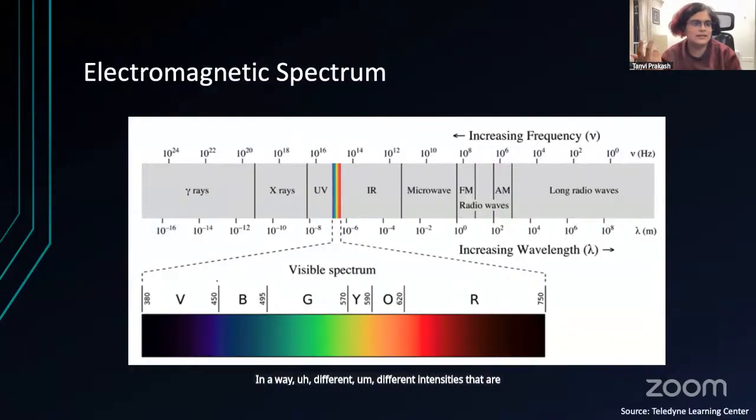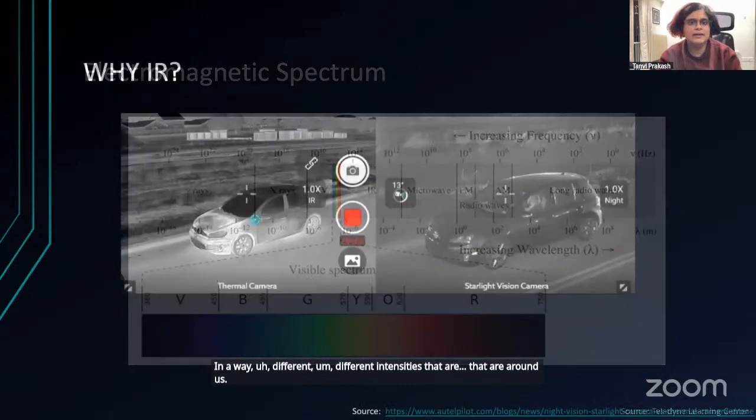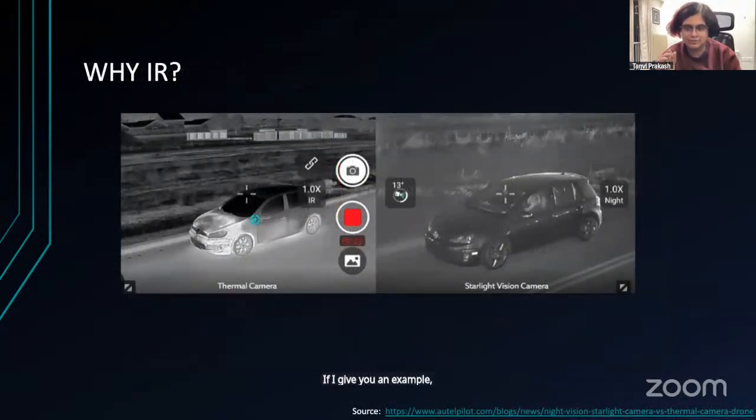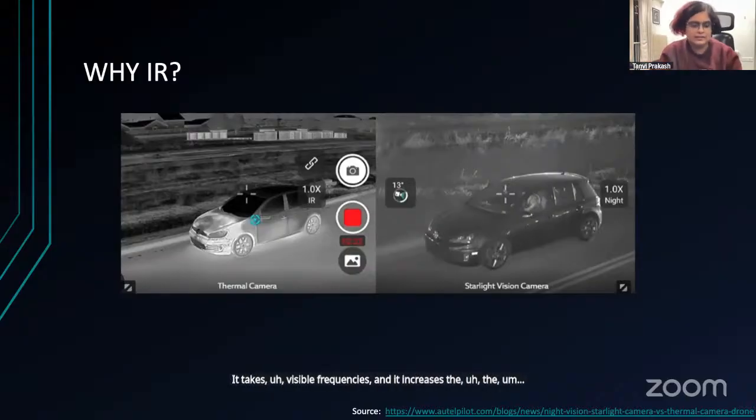intensities that are around us. If I give you an example about infrared, let's say. So infrared, this is what a picture will look like. So the picture on the right is a night camera. What it basically does is it takes visible frequencies and it increases the relative intensity of these frequencies, and fixes it up.